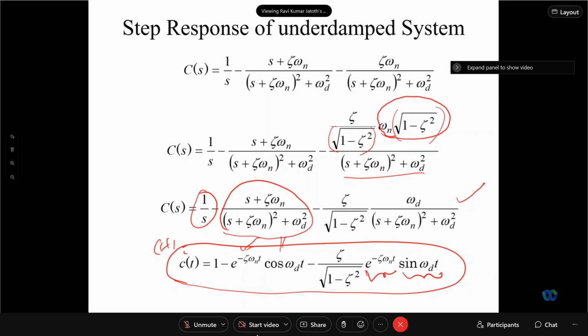Sir, in the third term, the zeta by root 1 minus zeta squared, that doesn't need to be changed? Oh, it's not a constant. Okay, got it.